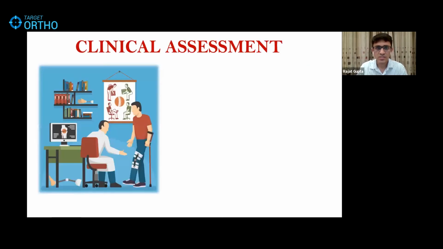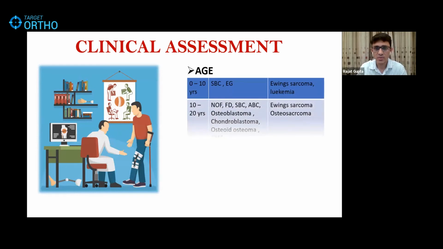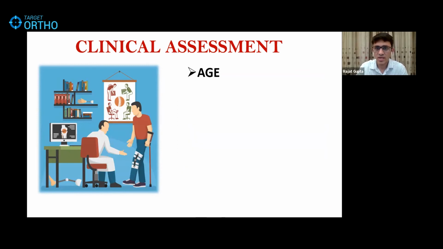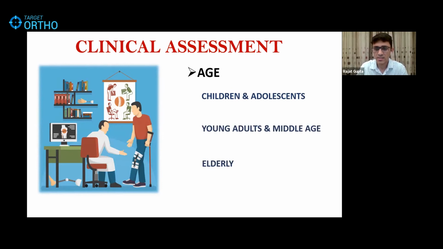Coming to the first part, which is the clinical assessment. The first thing one should notice once the patient walks into your OPD is the age of the patient. We have various charts available in textbooks and articles, but I personally find them very difficult to remember because it's all cramming. So I have divided the age criteria into three simple age brackets. Number one is children and adolescents, second is young adults and middle age, and third is elderly.